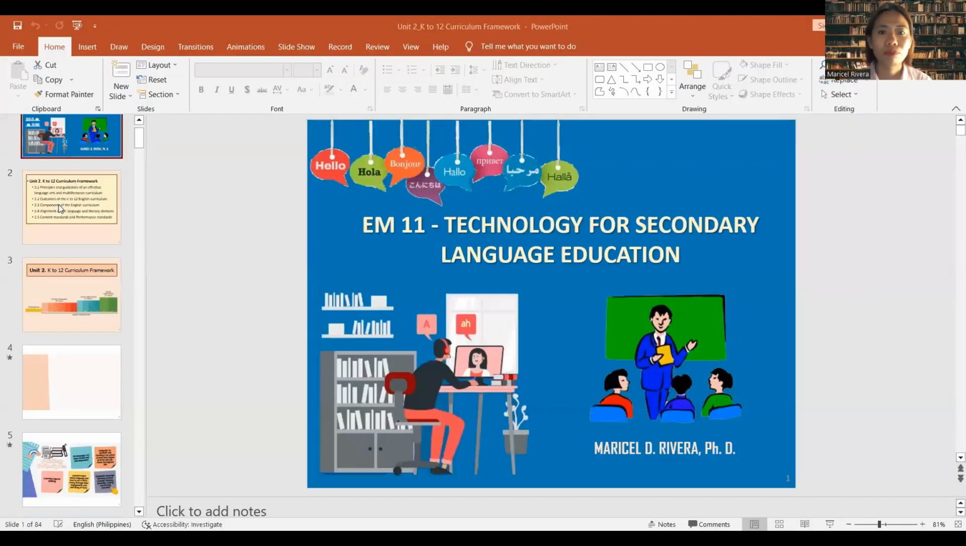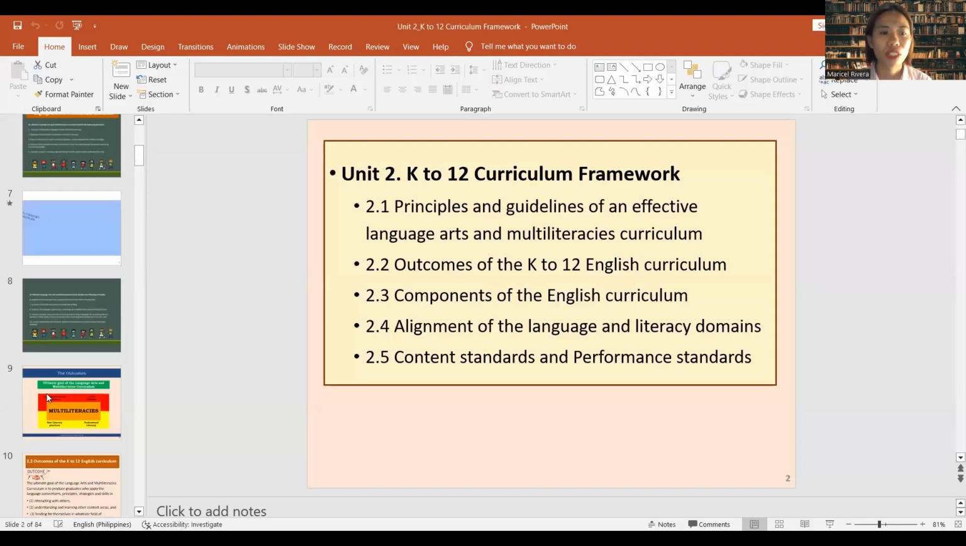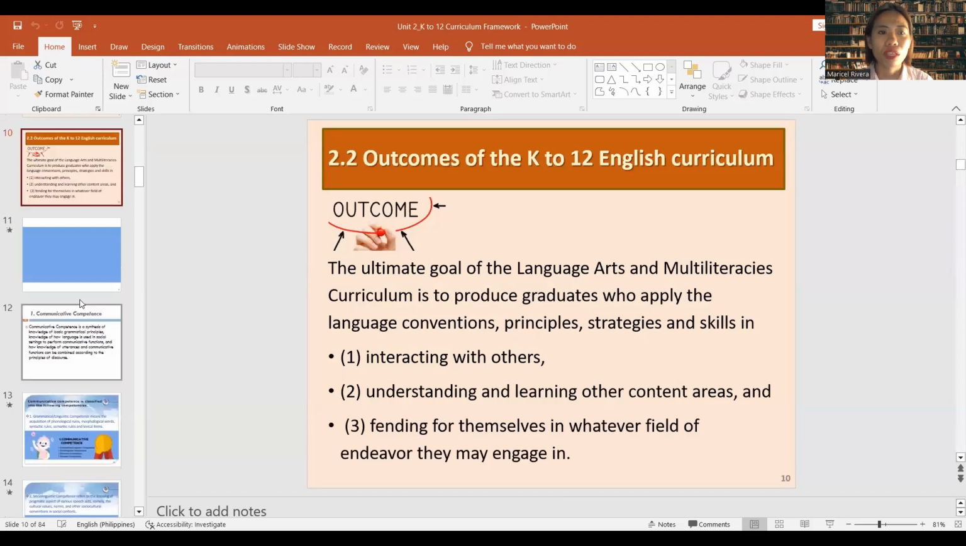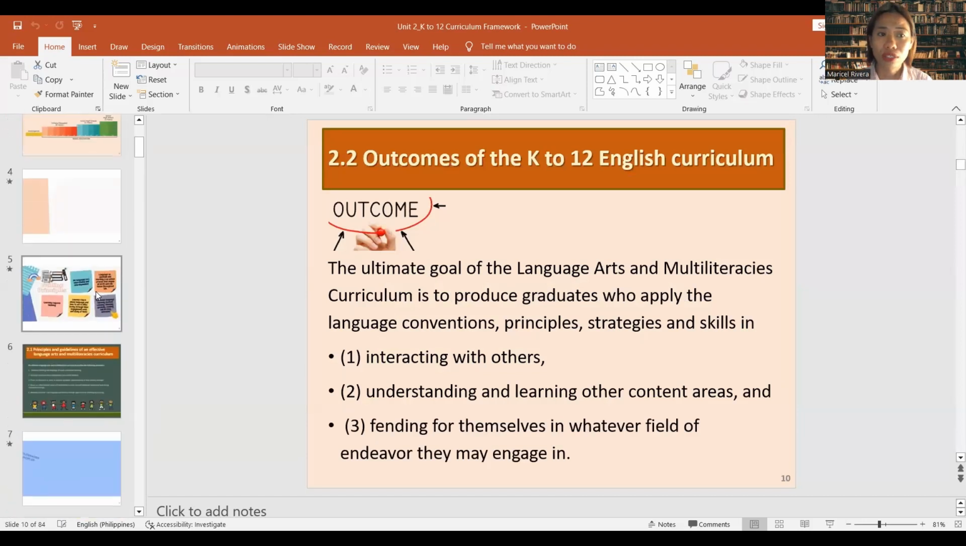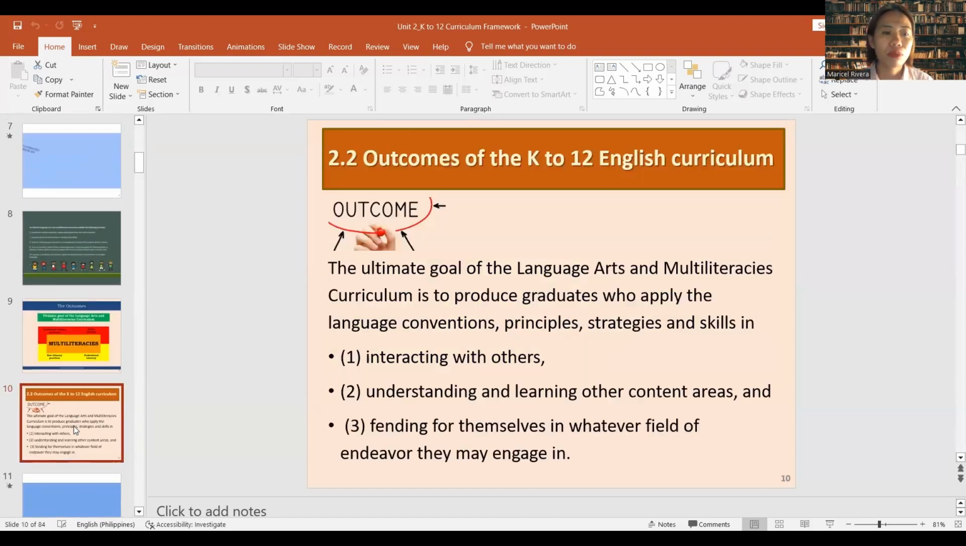So here it is. We are now down to Lesson 2, and our Lesson 2 is Outcomes of the K-12 English Curriculum. So last time we talked about the principles and guidelines of an effective language arts and multi-literacies curriculum. Now we'll focus on the outcomes of the K-12 English curriculum.